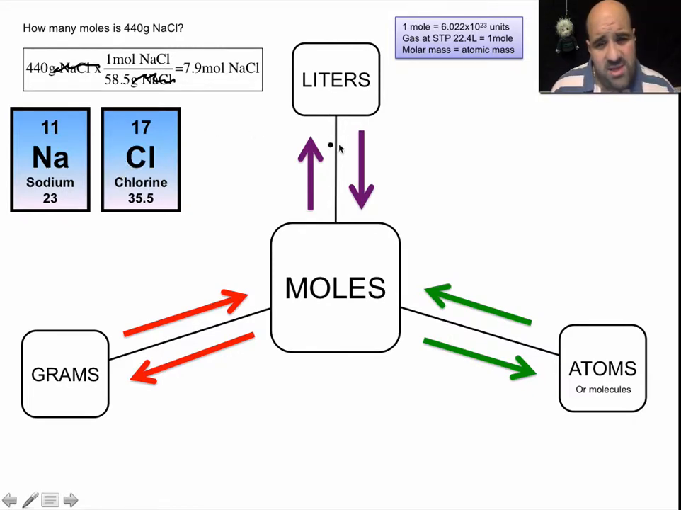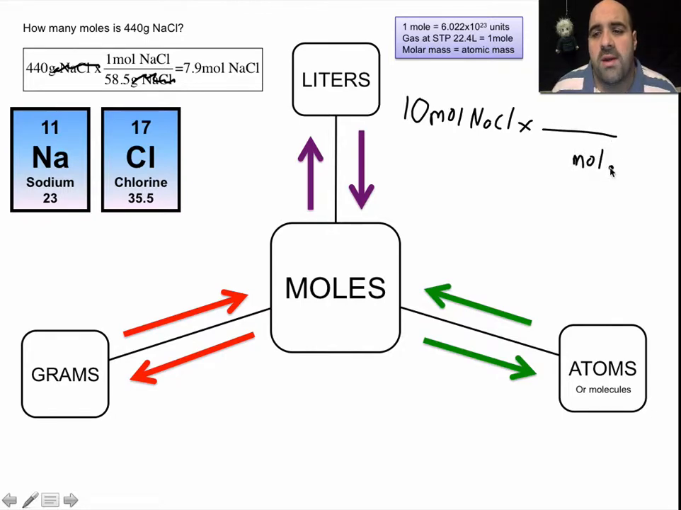We could go the other way too. What if I had 10 moles of NaCl? How many grams would that be? Well, 10 moles times, we have to put mole NaCl down here, and we have to put grams of NaCl up here. Remember, the unit we start with always goes down here.